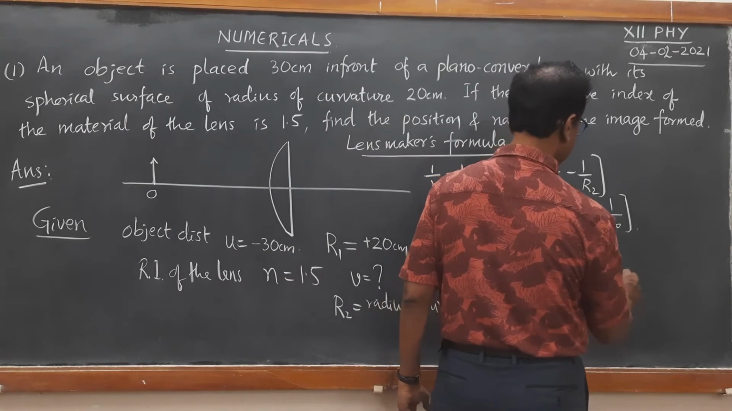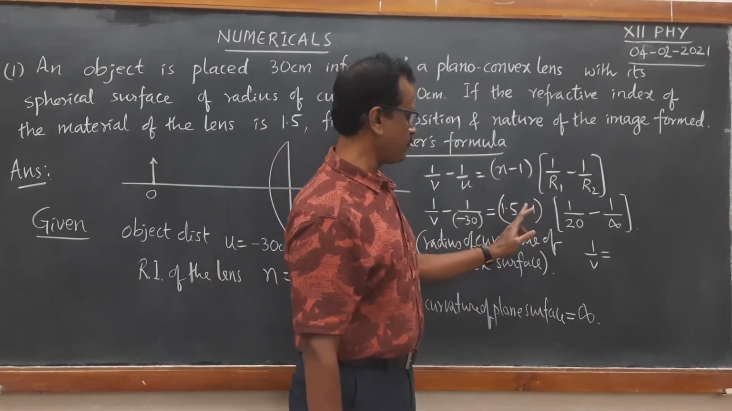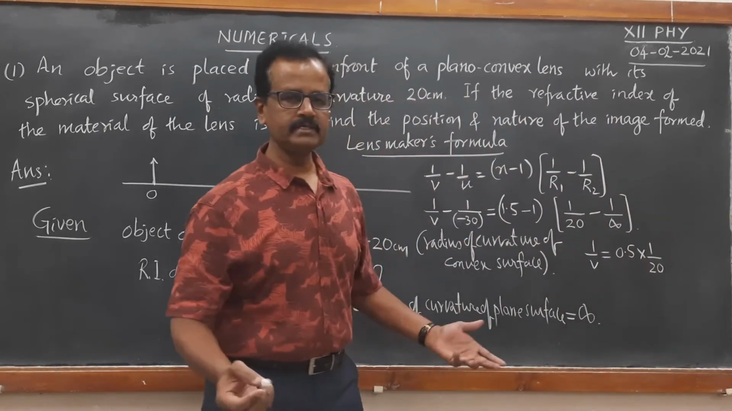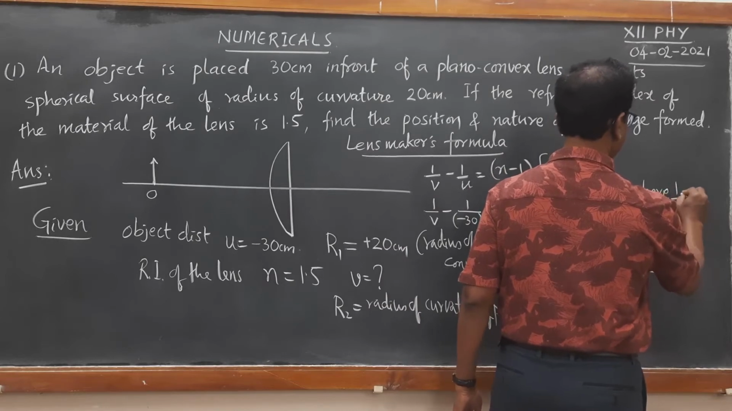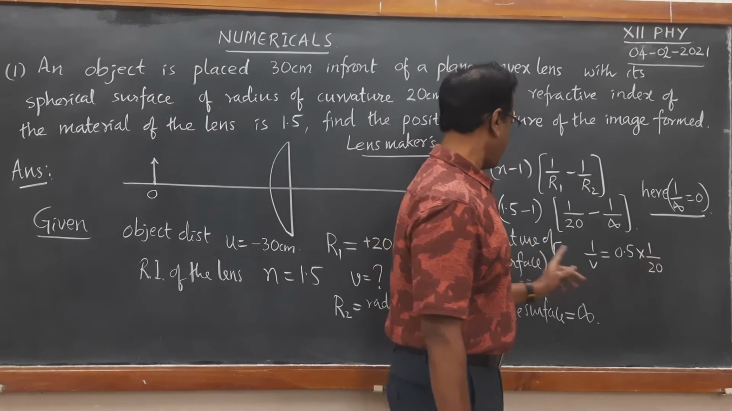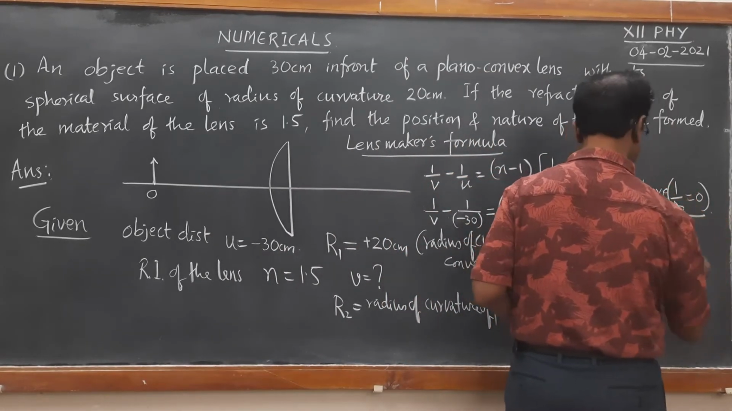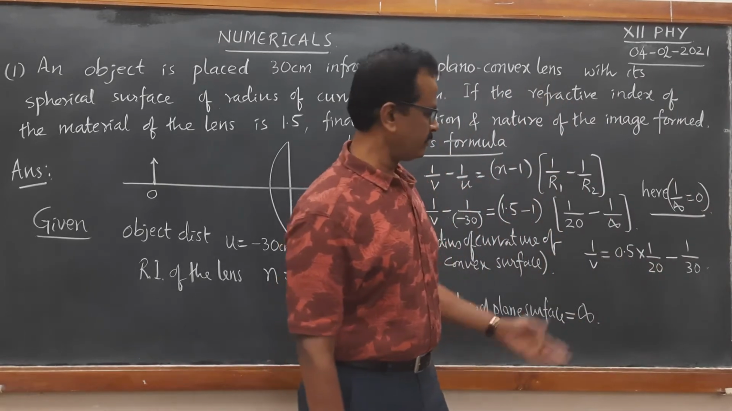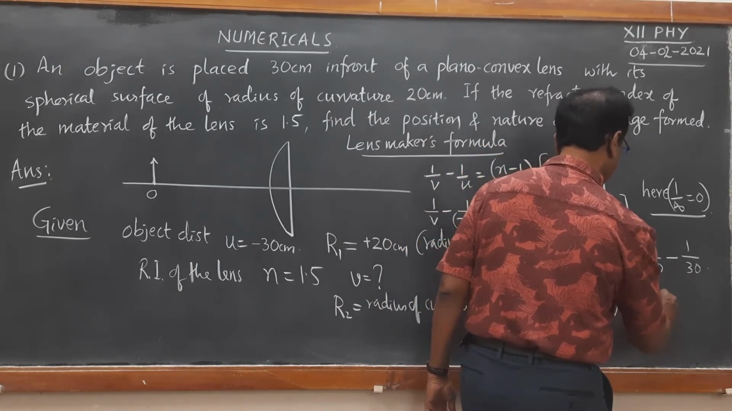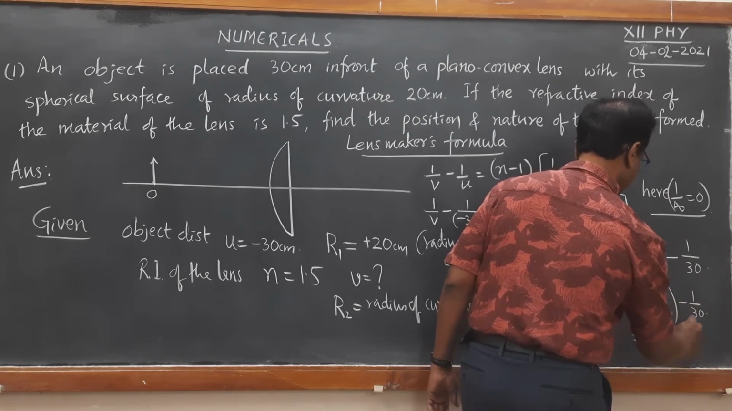Now we can solve it very easily. Therefore 1/v is equal to, taking this on the right hand side, (1.5 − 1) which is 0.5, into 1/20, and 1/infinity is 0, so you need not write that. 0.5 into 1/20 minus 1/30, since minus of minus is plus and when it comes over here it becomes minus. 0.5 is nothing but 1/2, so 1/v = 1/2 × 1/20 − 1/30, so it becomes 1/40 − 1/30.